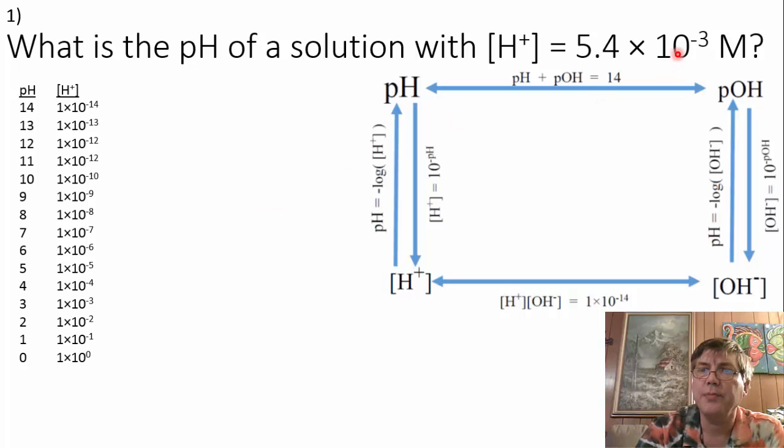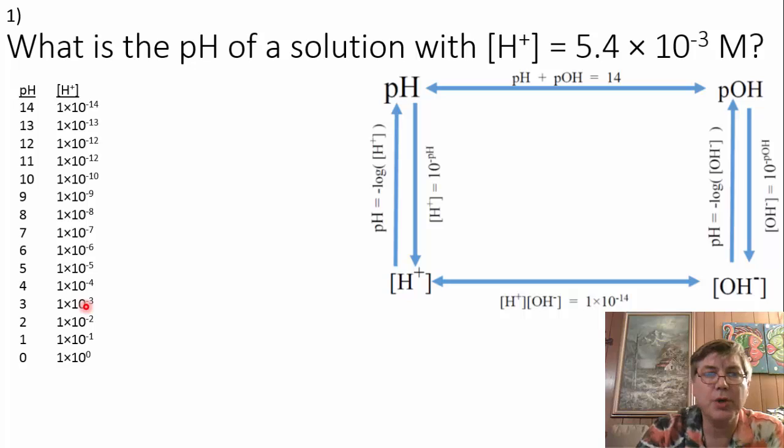Well, let's take a look here. 10 to the negative 3. So if we look down here at 1 times 10 to the negative 3, that's a pH of 3. So we would expect 5.4 times 10 to the negative 3 to be somewhere around 3. We can take the 5.4 times 10 to the negative 3, and we look down here, we see 10 to the negative 3. We have to decide, is 5.4 more or less than this 1? Well, it's more than 1.